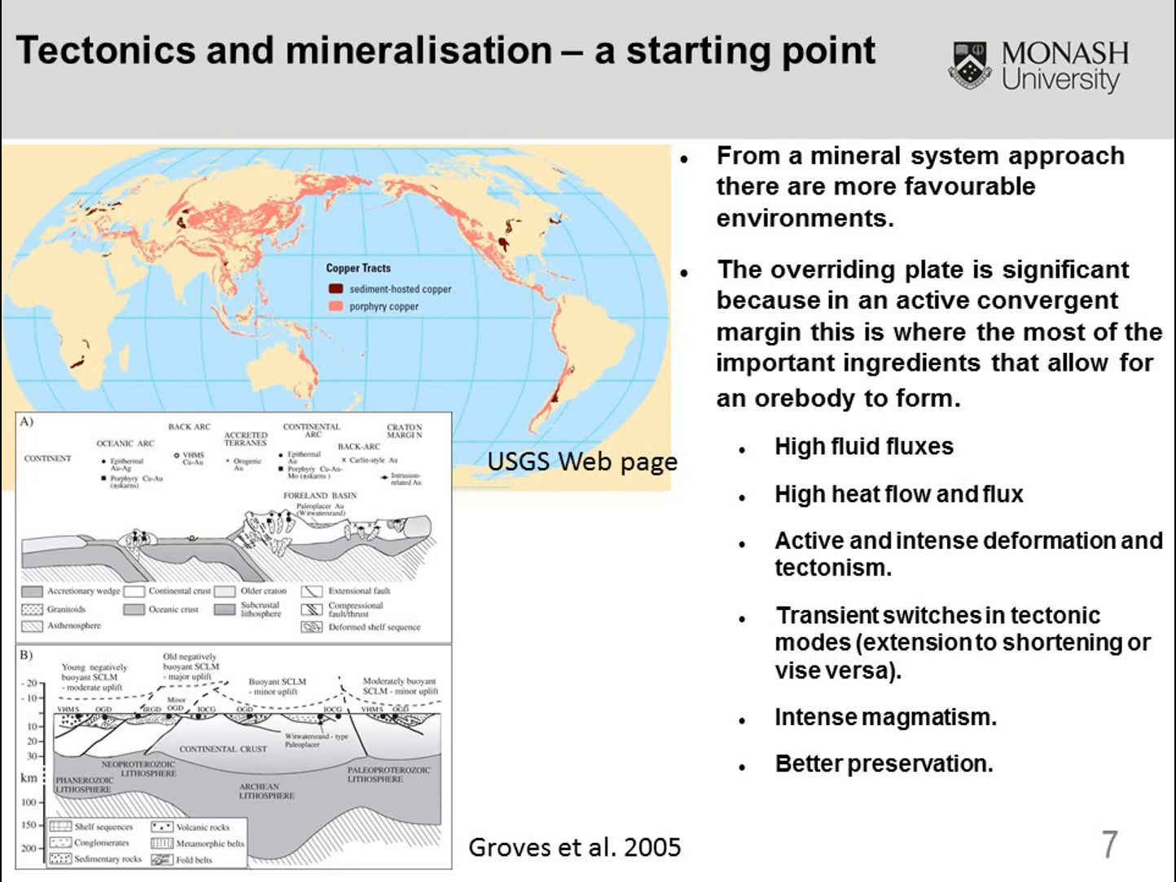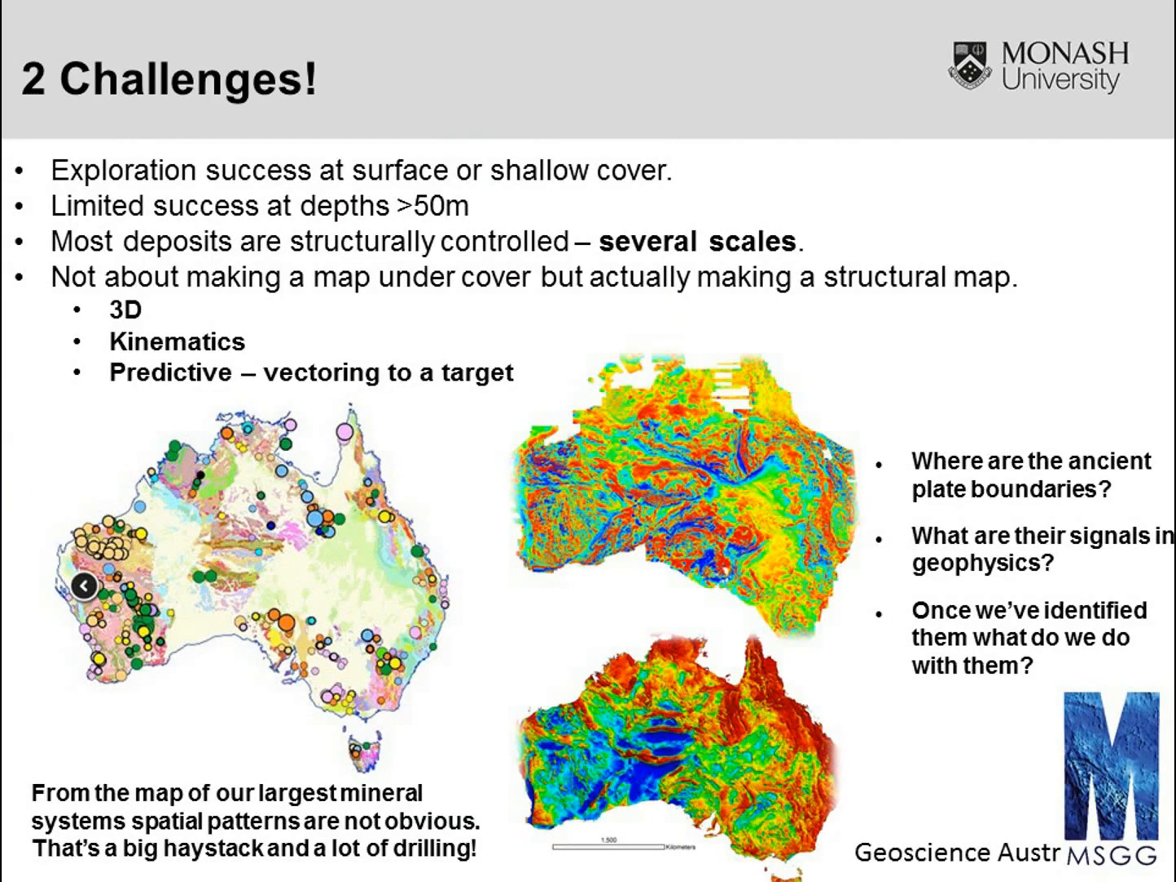Even the guys that work in the ancient terrains recognise that all mineral systems form in the overriding plate. We know all the chemical reasons why, and they've pretty much listed them there: high heat flow, active and intense deformation to drive fluid flow through the crust, transient switches in tectonism, so switches from extension to shortening is super critical, intense magmatism, so that's more fluxing of a different kind, and you always get better preservation of the overriding plate compared to the downgoing plate. So that's the first question I ask.